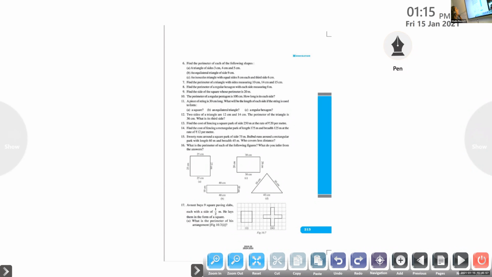Yes, children. Now there are some questions like this. Find the perimeter of each of the following shapes.